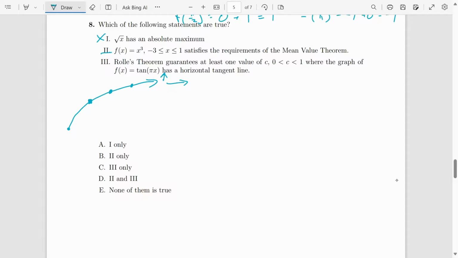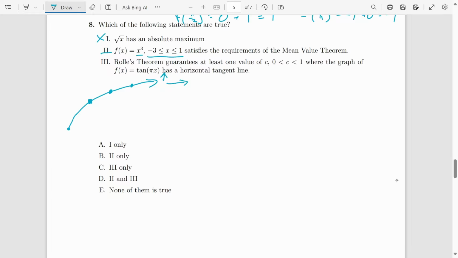f of x equals x cubed, and from the interval from -3 to 1, it satisfies the requirements of the mean value theorem. So the mean value theorem, the only thing it requires is that whatever interval you give, it's both continuous and differentiable for all of those values. And x cubed definitely is.